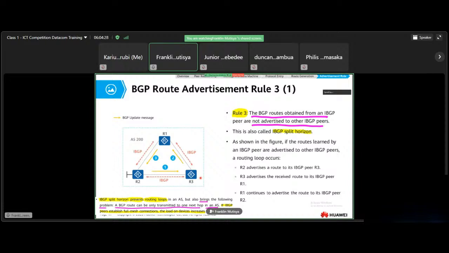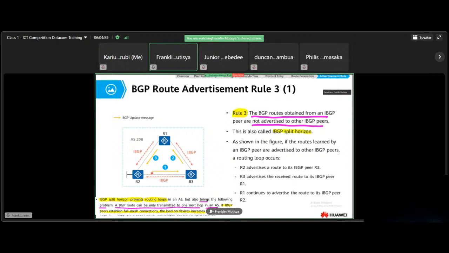Water asks, why are routes received by EBGP peers being advertised while routes received by IBGP peers aren't? Okay, so we have seen that within the same autonomous system number, we are saying when you receive an IBGP route, don't send it to anyone else here because it will result in a loop.